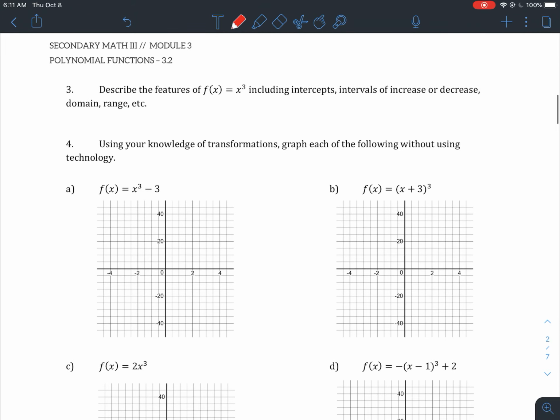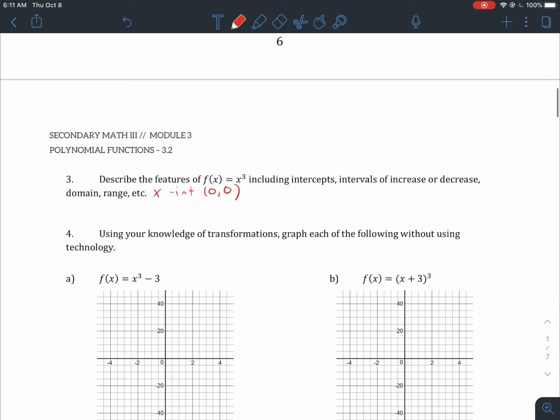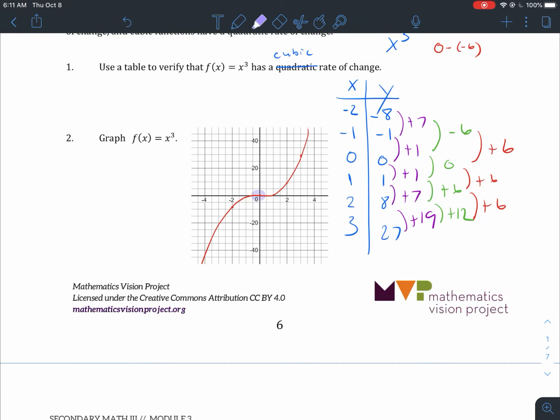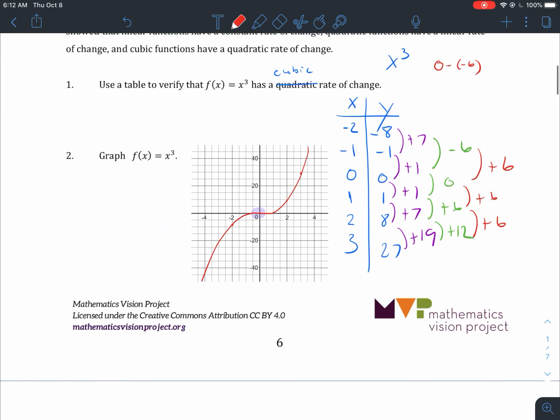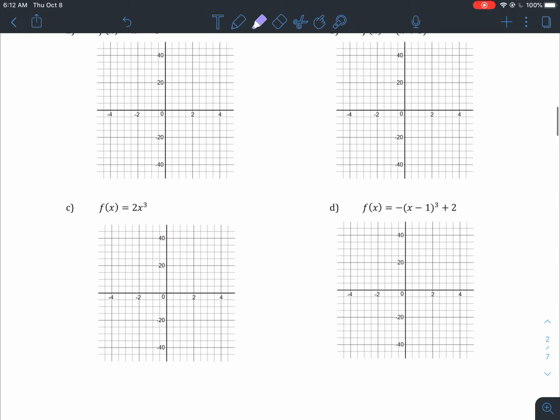All right, next it says, describe the features of x cubed, including intercepts, intervals of increase or decrease, domain, range, etc. Okay, so your x-intercept is 0, 0, right? If we look, x-intercept 0, 0. Same with your y-intercept. Your x-intercept and your y-intercept happen to be the same thing. Here, I should say, not all the time, but in this specific instance, they hit the x-intercept and the y-intercept at the exact same spot.